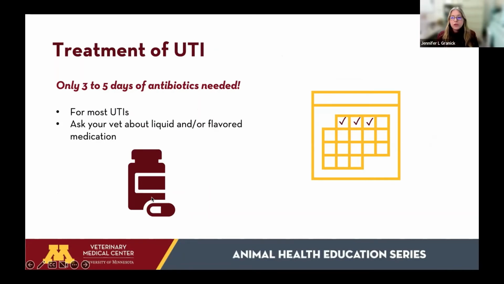So how do we treat a urinary tract infection? Antibiotics. So certainly if we have a bacterial infection, we want to treat with antibiotics. But the good news is that we only need to treat for most infections for 3 to 5 days. So not that long. When I went to veterinary school, we treated these for 14 days, and new research has come out that tells us that we don't need to treat for that long. So that's the good news.